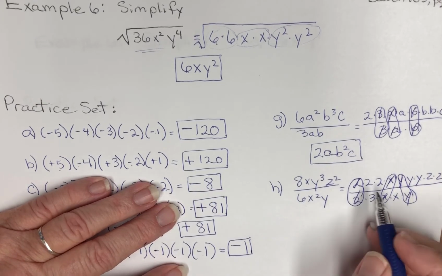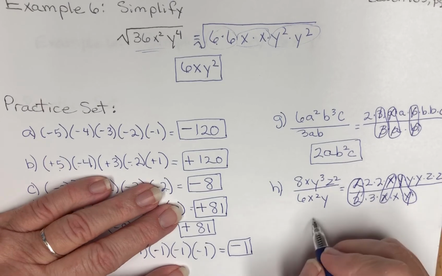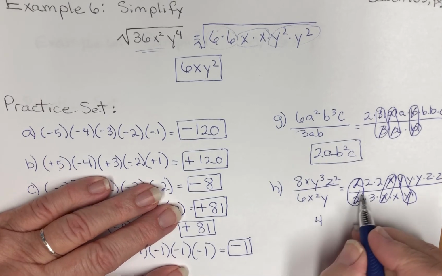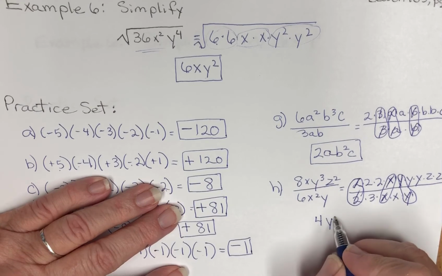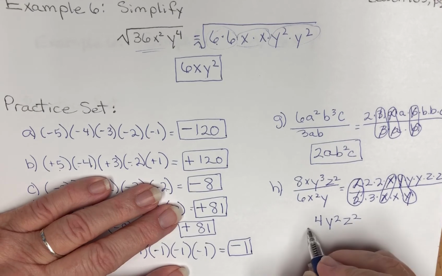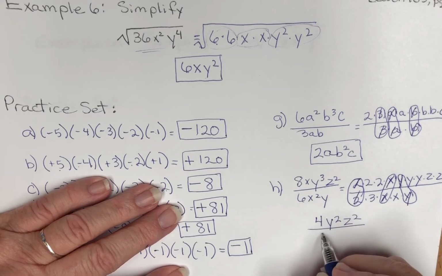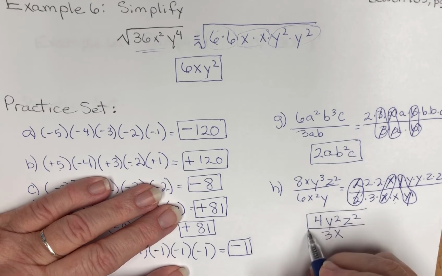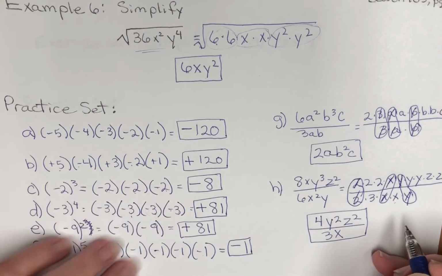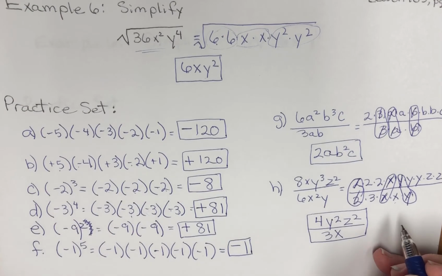So now I go back and figure out I've got 2 times 2, which is 4 on the top. I have no x's left. I have 2y, so it's y squared, and 2 z's, z squared. And on the bottom, I have a 3 and an x. So that is going to be my answer when I complete the division.